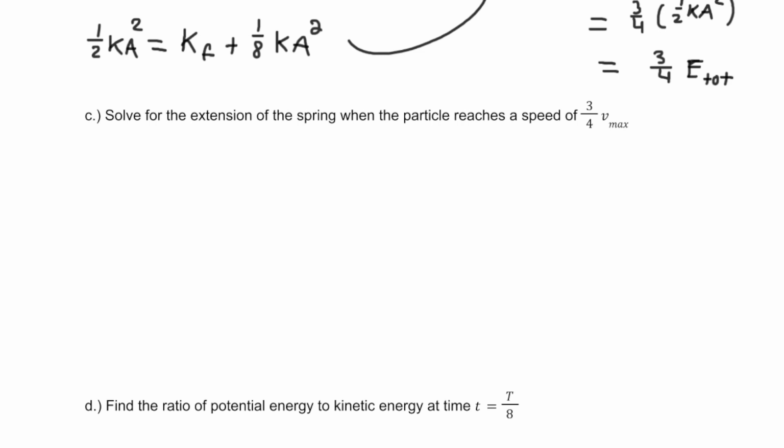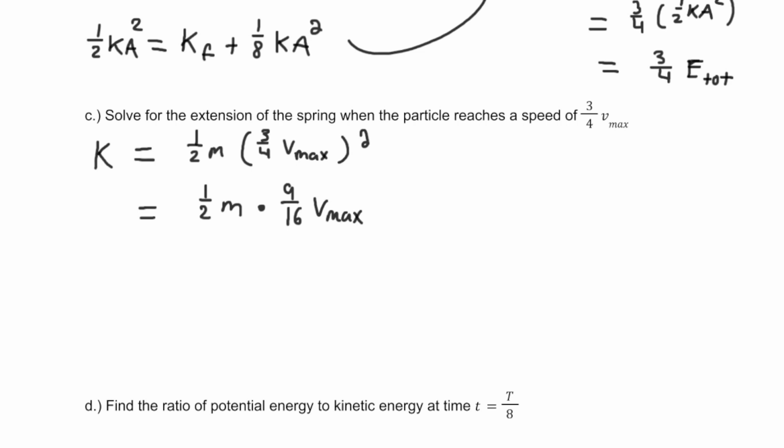Now we want to solve for the spring extension in terms of k and A. Solve for the extension when the particle speed is 3/4 of its max value. So we'll do this a bit of a different way than we did the one up here, just to show how dealing with energy and using conservation makes this a bit easier. So at this point, the kinetic energy is equal to 1/2 times m times 3/4 of v max squared. And that's equal to 1/2 times m times 9/16 times v max squared, which is the same thing as 9/16 times the quantity 1/2 times m times v max squared.